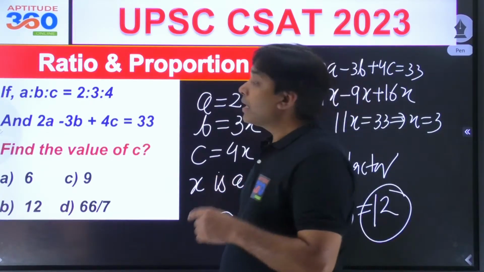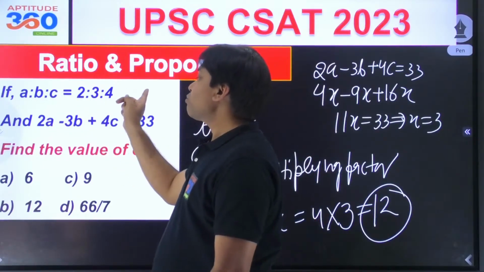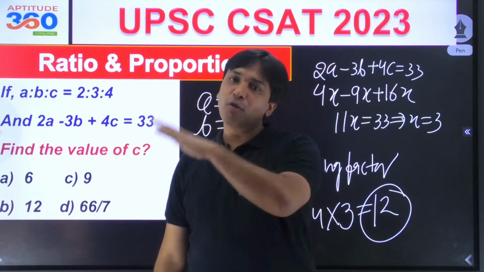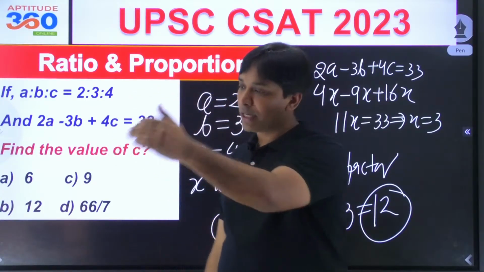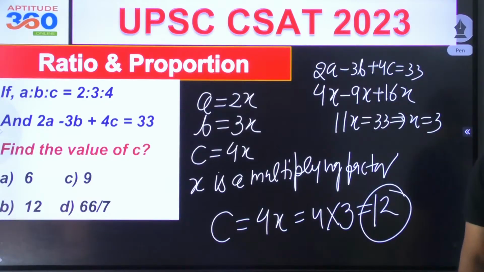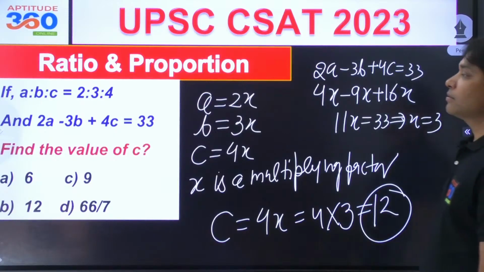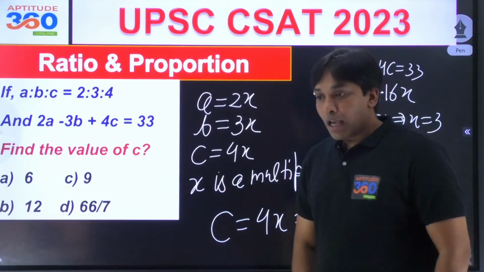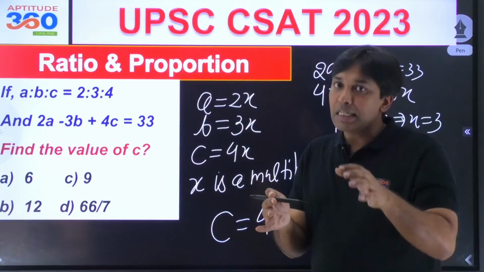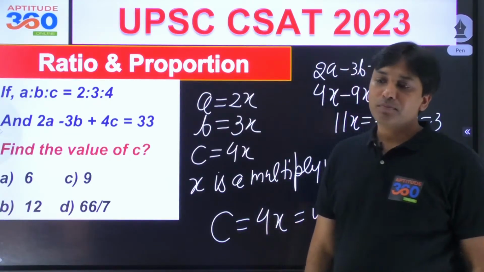The moment A is to B is to C is 2 is to 3 is to 4, what is it that you should be saying? Rather than 2, 3, 4, you should be saying 2x, 3x, 4x, right? Almost everybody is getting the right answer. Tell me if there is anybody who is not understanding. If this is a problem of addition, then you should bring multiplying factor.